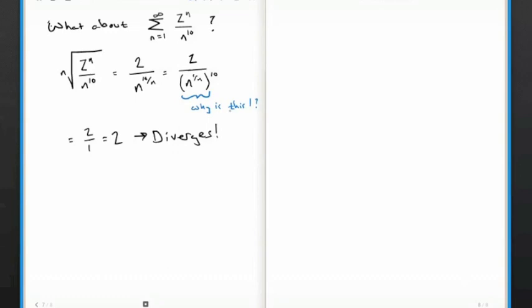So that's it. Pretty simple. Two fairly straightforward tests today, and you can apply those to the problems on the homework. Most of them are really pretty straightforward. A little tricky algebra is the worst of it.